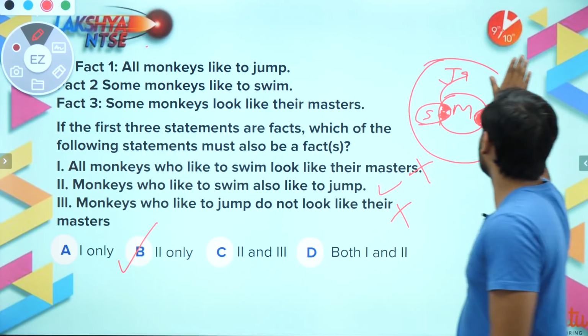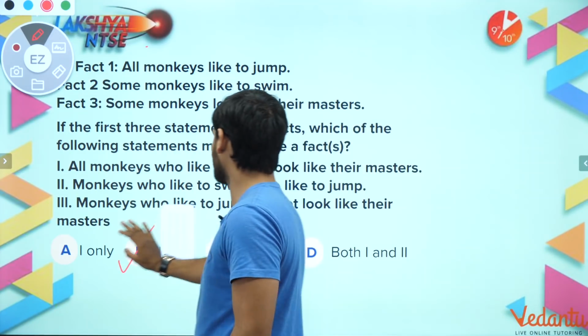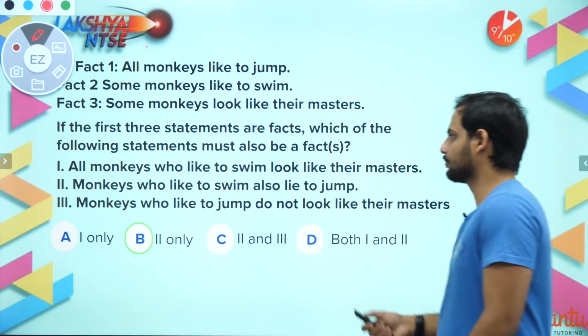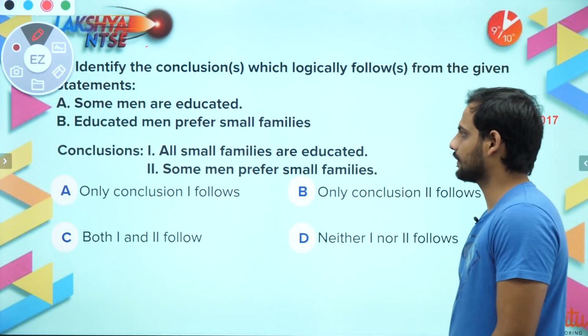So this is how you have to identify: draw the Venn diagram and understand what can happen and what cannot. Okay, let's move to the next question. This was a Venn diagram. Let's move to the next part.